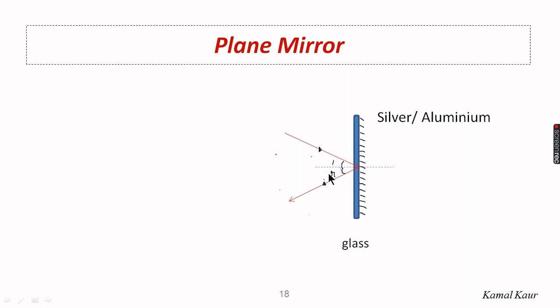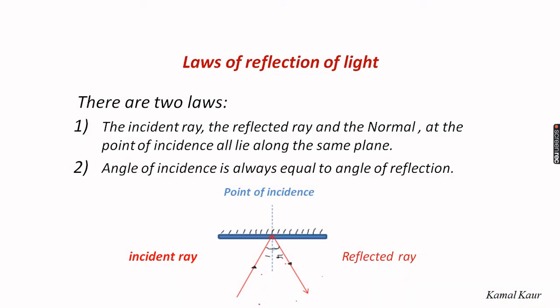The angle between the incident ray and the normal is the angle of incidence, and the angle between the reflected ray and the normal is the angle of reflection. And you have already studied the laws of reflection of light. Let's revise them quickly. The incident ray, reflected ray, and normal at the point of incidence all lie in the same plane, and the angle of incidence is always equal to the angle of reflection.